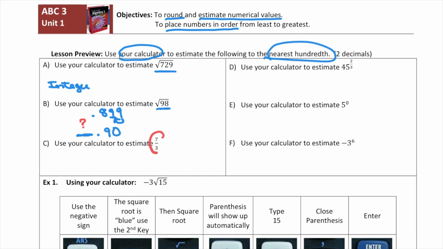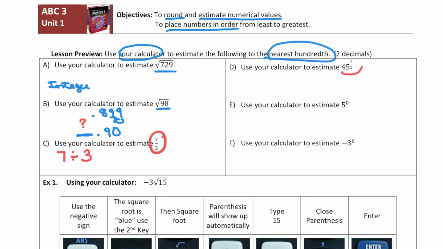Next, you're going to use your calculator to estimate 7/3. Once again, you're going to round to the nearest hundredth. Now here is a clue. The fraction sign is actually a division sign. So just type in 7 divided by 3, then you'll be able to write the estimate for 7/3.